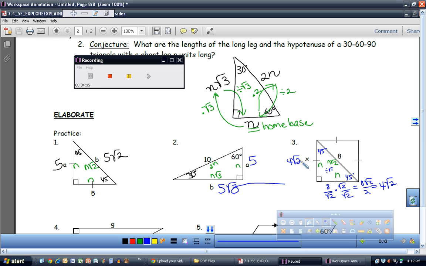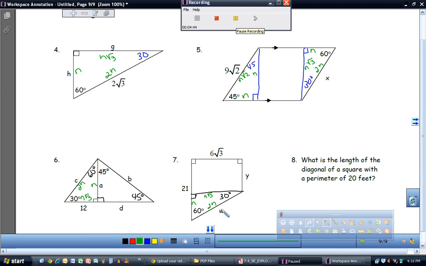So if you want to stop the video here and get your notes down, and then we'll start up again when you're ready for the next examples. Okay, so I have the next figures marked, and we're just going to go through the examples. You're welcome to stop this at any time if you need to.